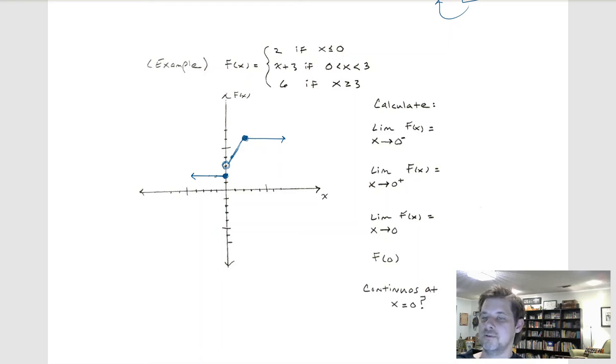If x is negative 2, y is 2. If x, for anything less than 0, y is 2. This one does not pick up where that one leaves off. And so there's my graph. It's continuous here, but it's not right there. All right. So that's how I would think about a piecewise function.